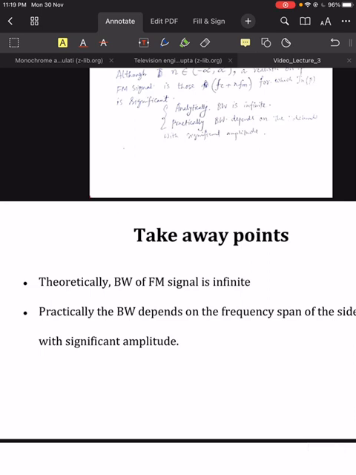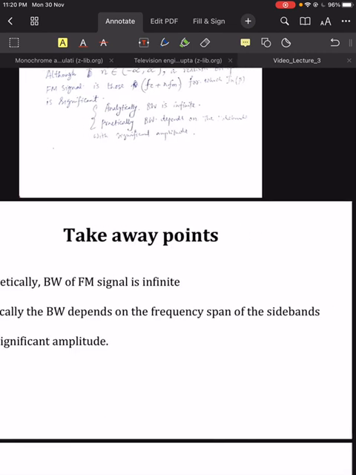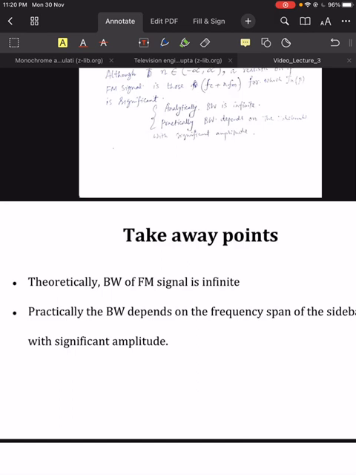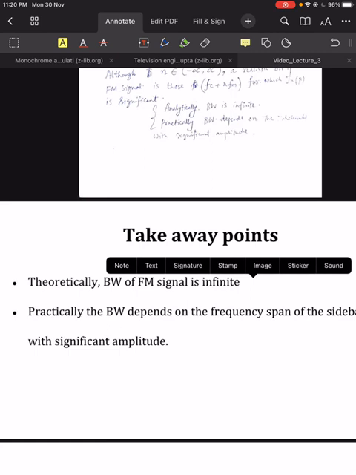The takeaway points from this video are that theoretically the bandwidth of an FM signal is infinite, and practically the bandwidth depends on the frequency span of the sidebands with significant amplitude. We will see how we can calculate the significant or practically usable bandwidth in another lecture. But theoretically the bandwidth of an FM signal can be considered as infinite.